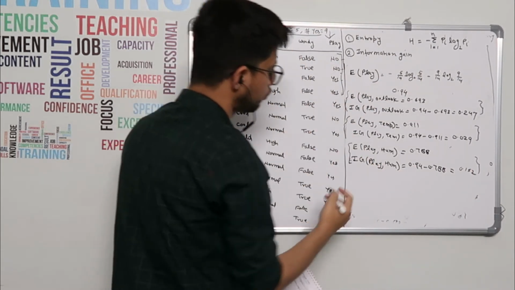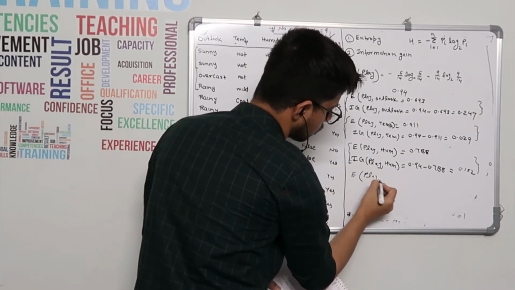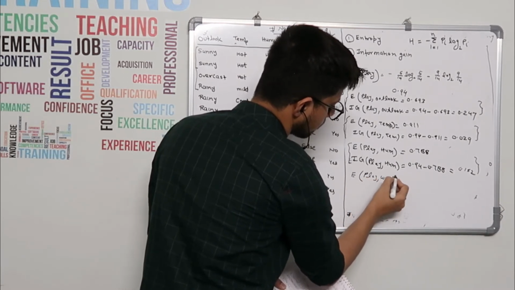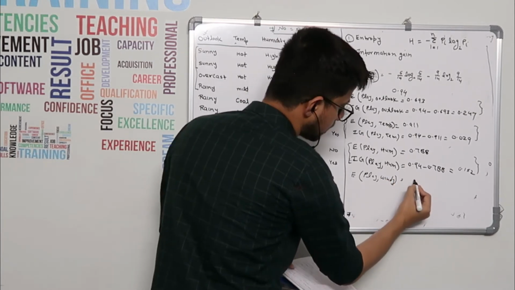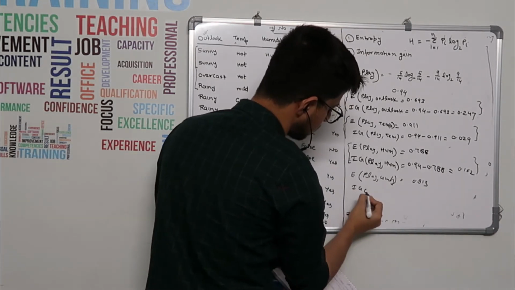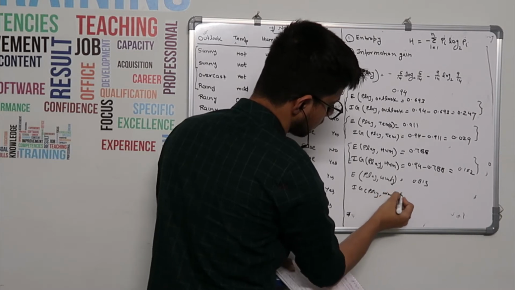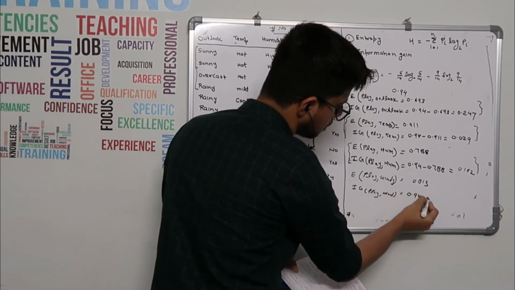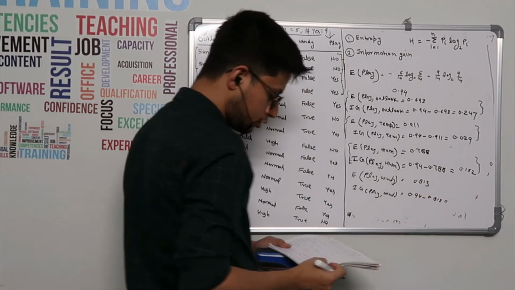And if you split with respect to windy, then you need to calculate the entropy of play comma windy, which will come to 0.813. Then the information gain of play comma windy will be 0.94 minus 0.813, which comes to 0.048.